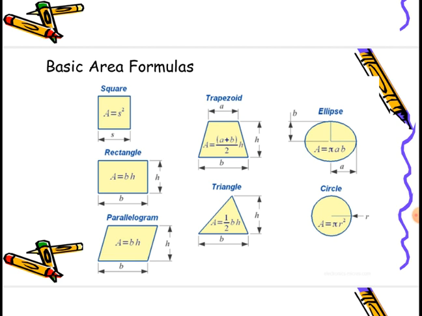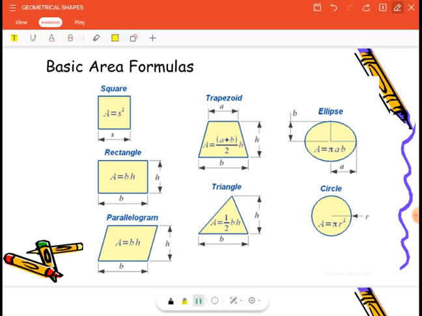Sa parallelogram naman, yung area natin is same siya sa rectangle, ano? Area equals base times height. Wherein yung height natin dito na tinitingnan is yung, okay, ito, yung horizontal line nito. Yan. Okay? So dito kasi sa rectangle, straight siya, 'di ba? Sa parallelogram, medyo naka-inclined, pero ang kukunin natin hindi itong length na 'yan. Ang kukunin natin na height dito ay itong height na 'yan.